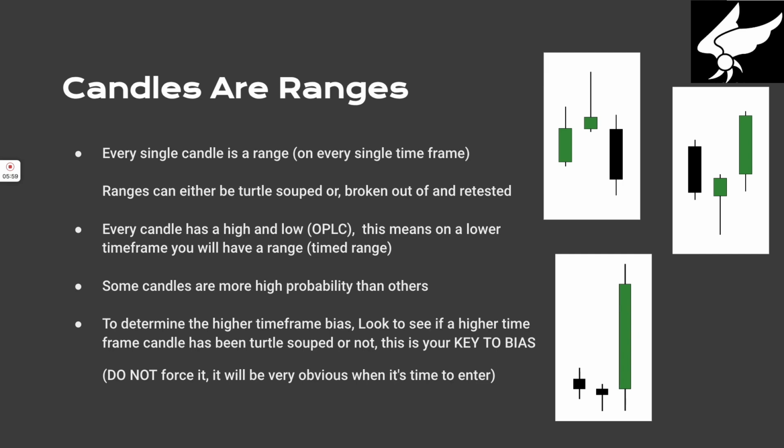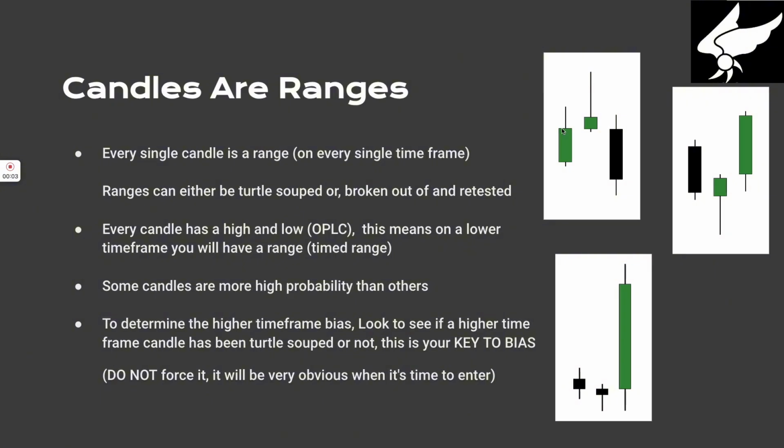To determine the higher time frame bias, look to see if a higher time frame candle has been turtle souped or not. This is the key to bias. Do not force it. It'll be very obvious when it's time to enter. So, for example, right here, we wicked above the candle's high. This is bearish. We did not close. Same thing here. Wick below, bullish. We did not close. Same thing here. Wick below, bullish.